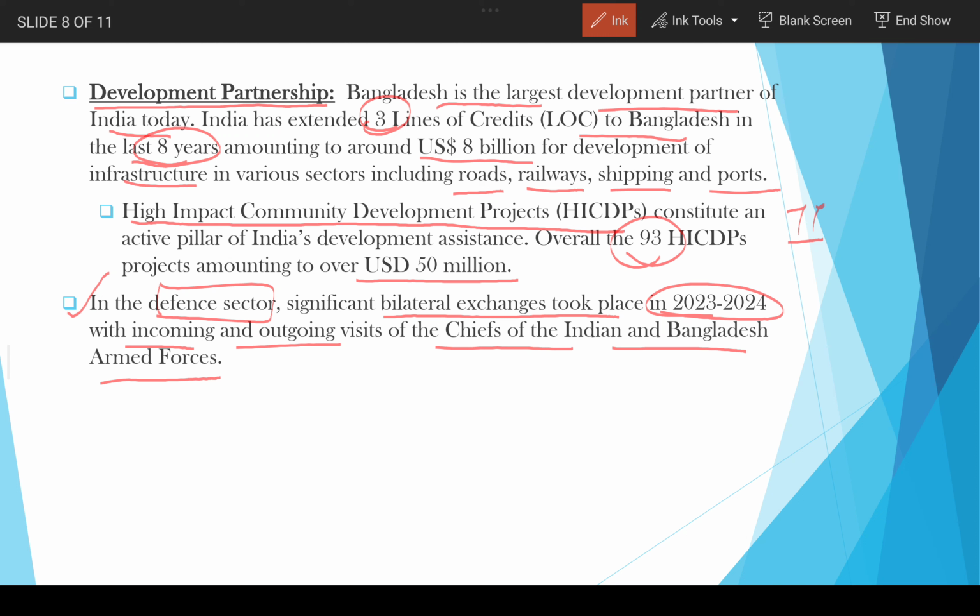From the next class, we will be talking about the topic of bilateral disputes. There are some areas where there are disputes as well with Bangladesh. Okay, so we will be talking about those subtopics, and also we will be talking about the present situation in Bangladesh.